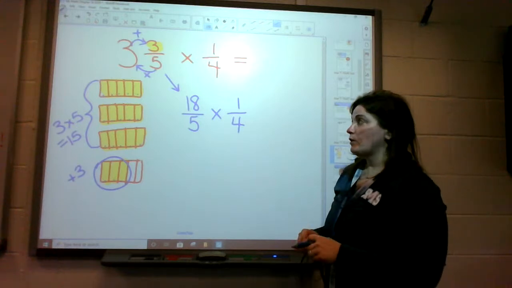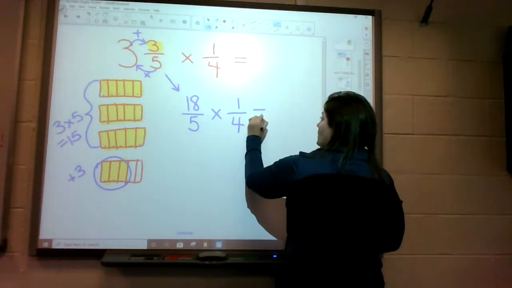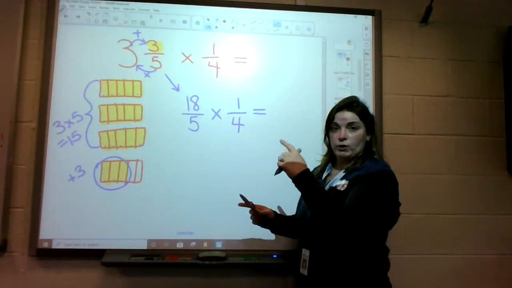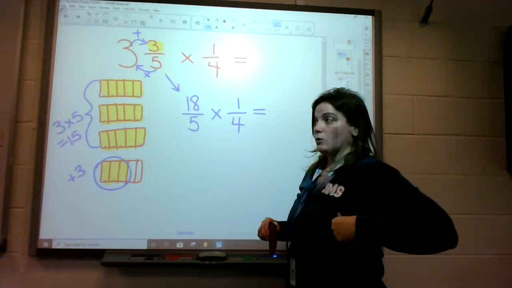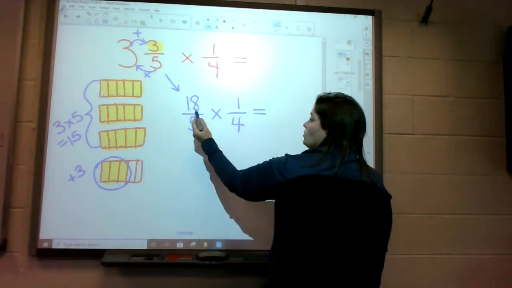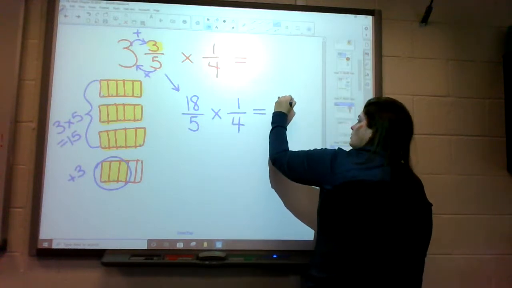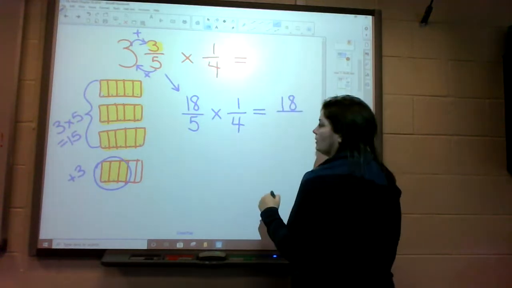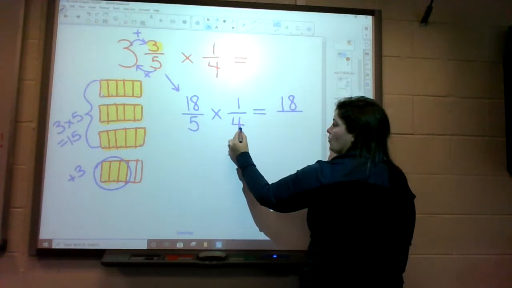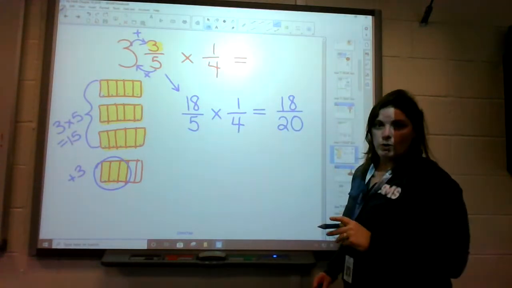So I have 18 fifths times 1/4. I can multiply in 2 ways. I can go straight across, or I can check my diagonals to simplify. I'll show you both ways. If I multiply by going straight across, I can take 18 times 1, which is 18, and then 5 times 4, which is 20. So I get 18/20.